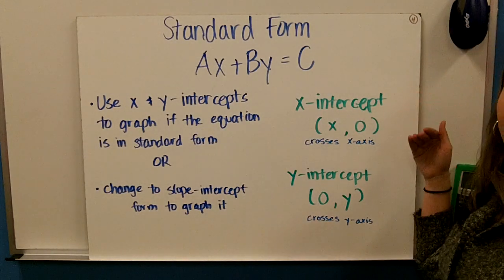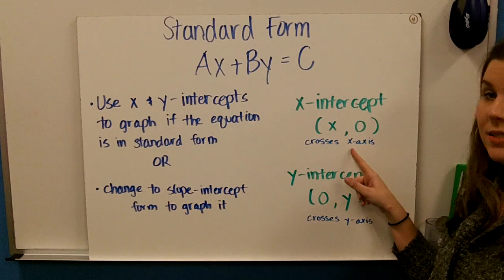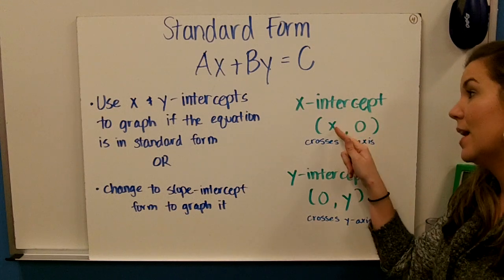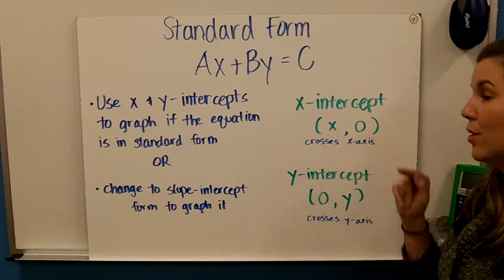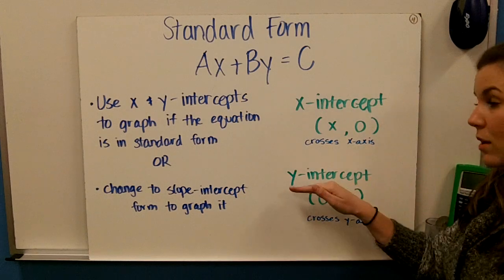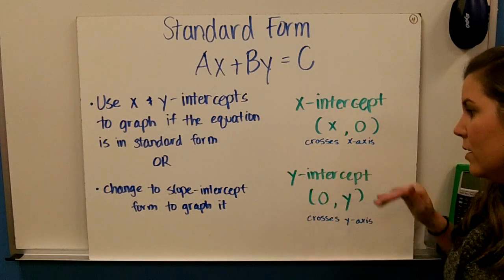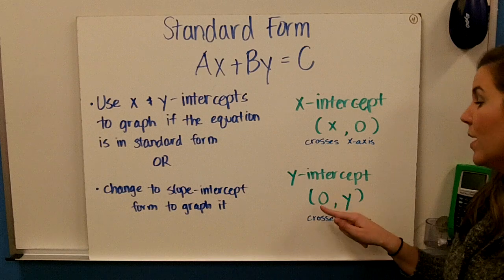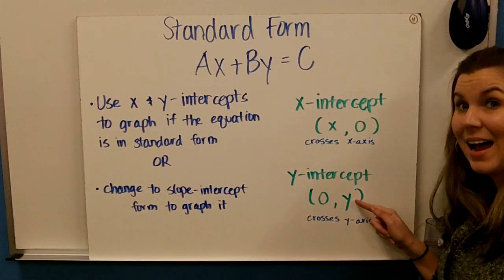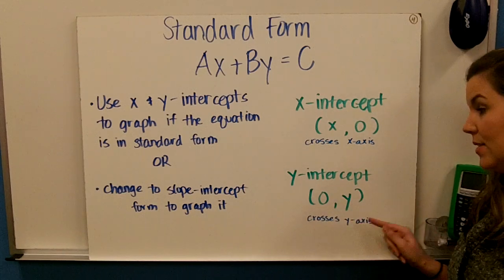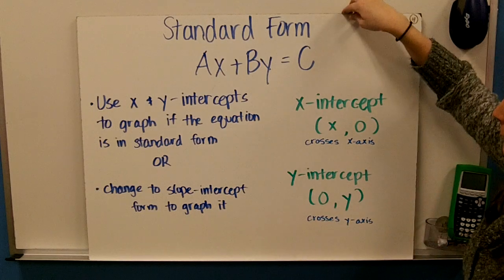An x-intercept is an ordered pair that crosses at the x-axis. It's always a number for x and then 0 for the y value. Similarly, the y-intercept is another ordered pair where x is 0 and y is a number where the graph crosses the y-axis.